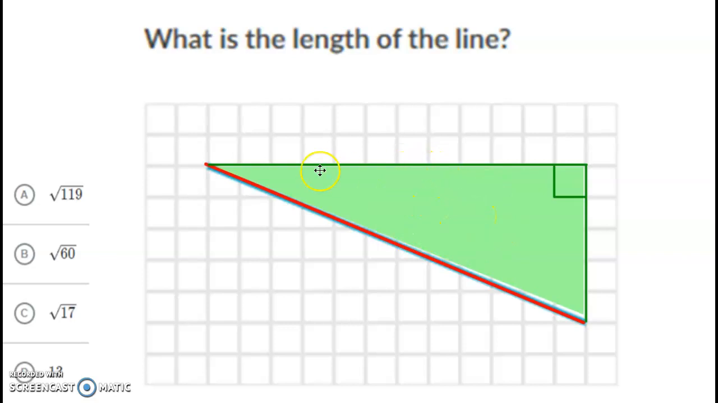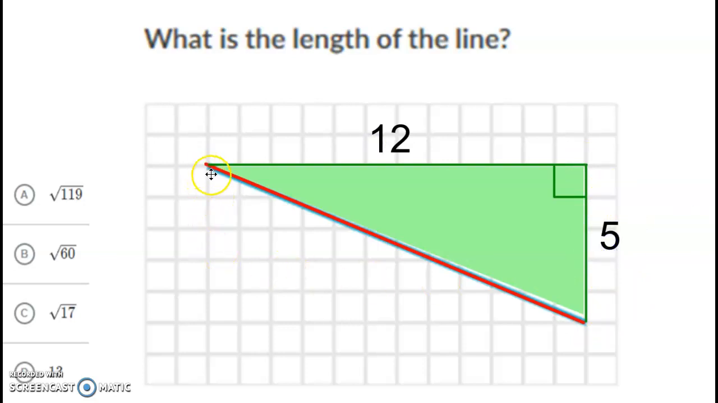So again, what we're going to do is count our units, and then we always start with 0 because this will be 1 square. 0, 1, 2, 3, 4, 5, 6, 7, 8, 9, 10, 11, 12 units long, and we'll count this one, 0, 1, 2, 3, 4, 5 units long.